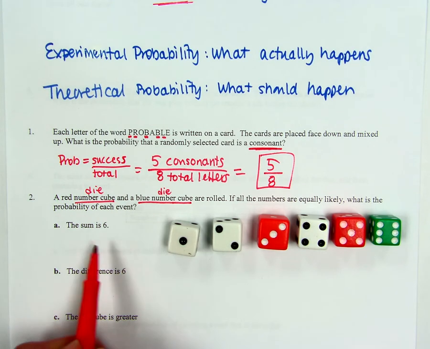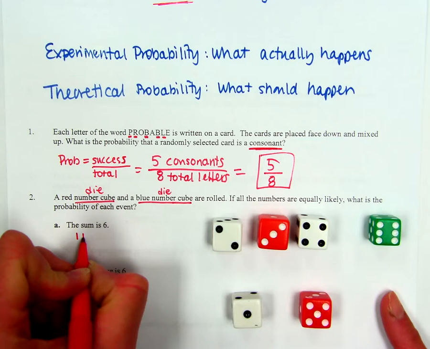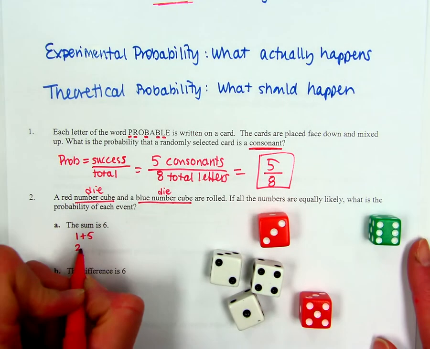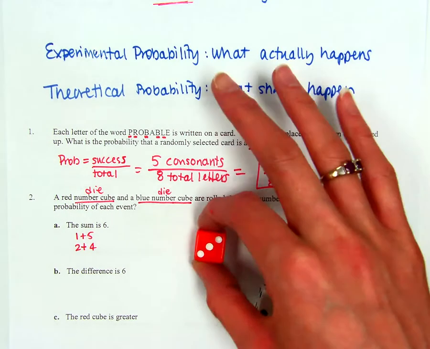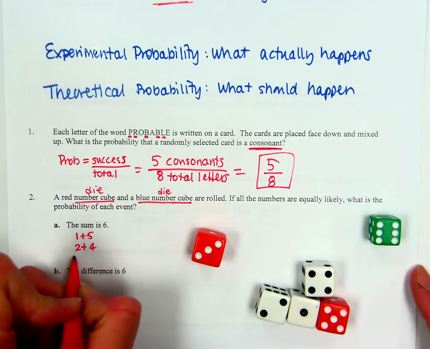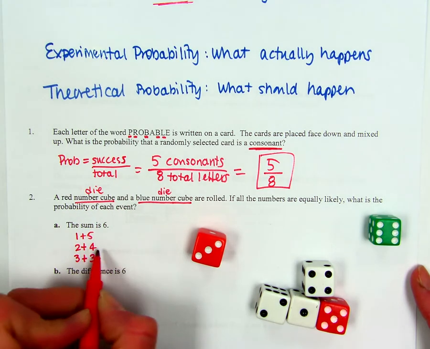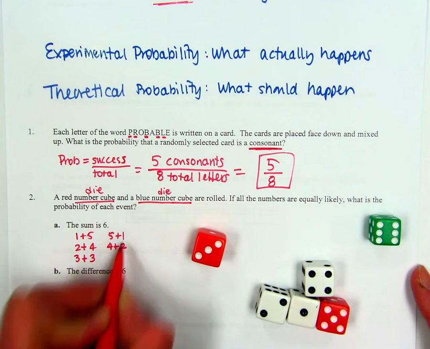So to get a sum of 6, you could have 1 and 5, right? You could have 2 and 4. You could also have 3 and 3, right? 3 plus 3 again. You could also mix these up. So you could have 4 plus 2. You could have 5 plus 1.